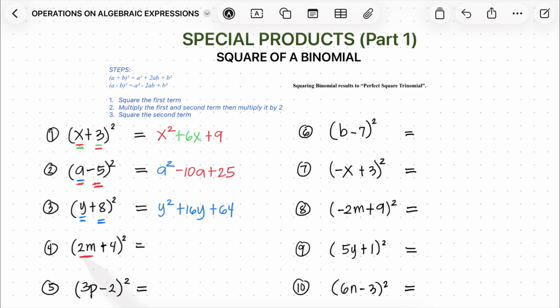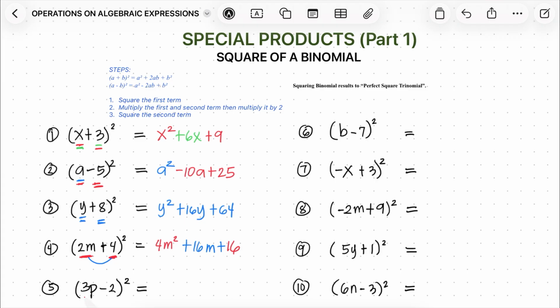So multiply the first term by itself. 2m times 2m, that is 4m squared. So square the numerical coefficient, square also the variable. So next we can square the last term, that is 4 times 4, 16, and place it there. And you may proceed with the middle term, which is 2m times 4, that is 8m times 2, that is positive 16m. And then since 16 is positive, we'll just put plus 16.